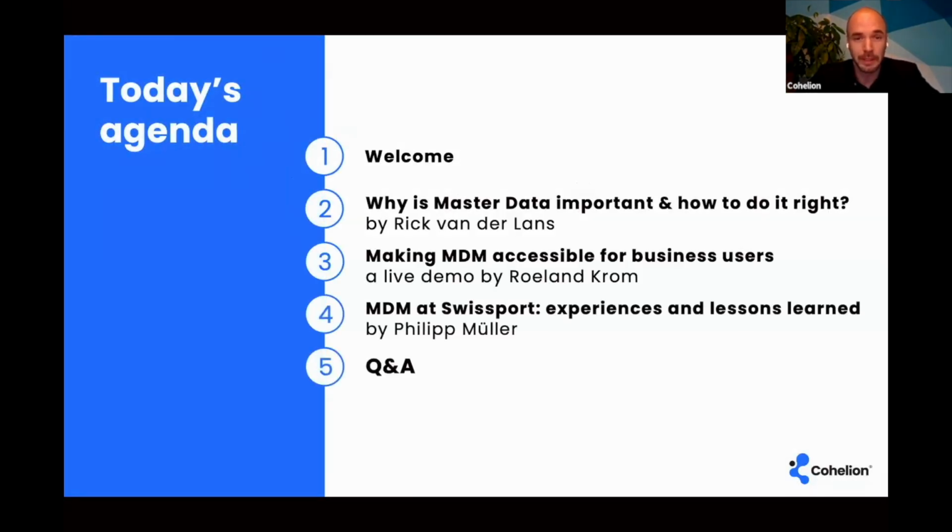Our first speaker is data expert Rick van der Lans, who will tell more about the importance of master data management and how it can be implemented in existing but also new data architectures. Our second speaker is Roeland Krom, CEO and founder of Cohelion. He will give a live demo of how master data management is being done at Cohelion and how you can involve important business users in improving your data quality.